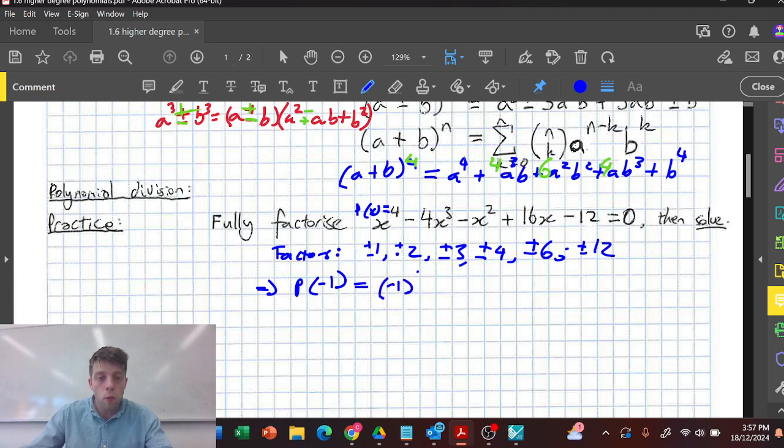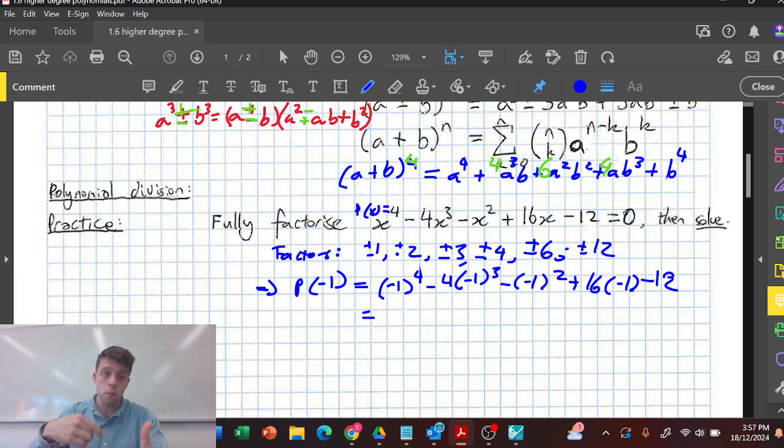We're going to get negative 1 to the power of 4 minus 4 times negative 1 to the power of 3 minus negative 1 to the power of 2 plus 16 times negative 1 minus 12. So I've just taken that value and substituted it in here. Whenever this power is even, it's going to be equal to positive 1. Whenever the power is odd, it's going to be equal to negative 1. That's because, for example, negative 1 to the power of 4 means negative 1 times negative 1, which is positive 1, times negative 1, which is negative 1, times negative 1, which is positive. So you see it alternates between positive and negative.